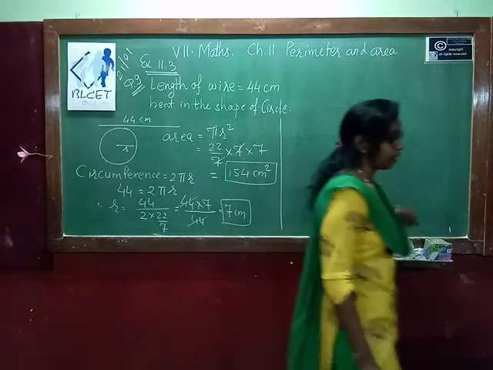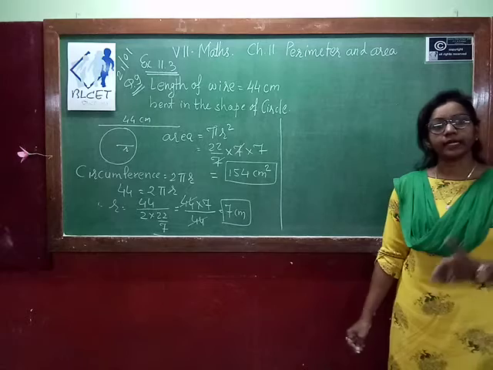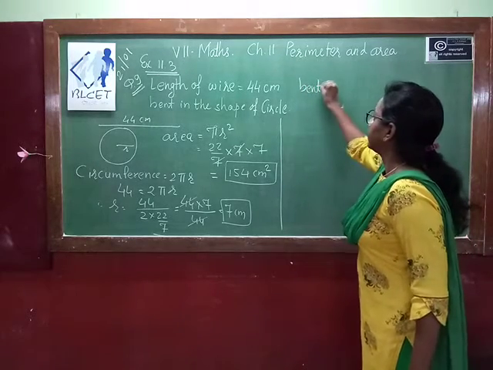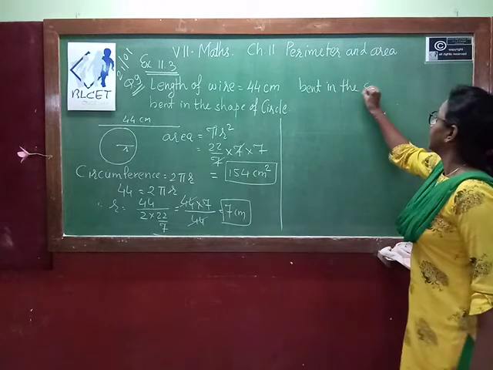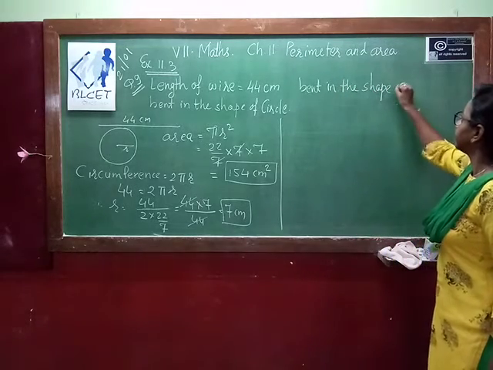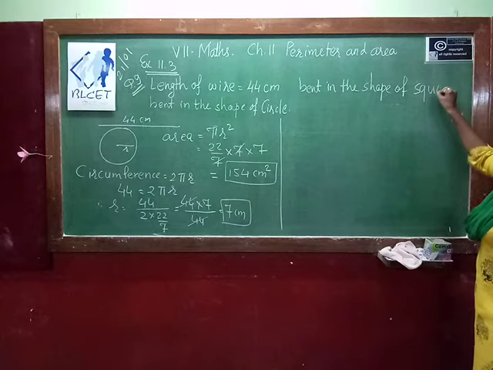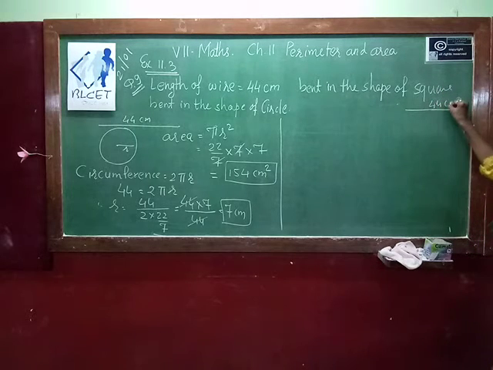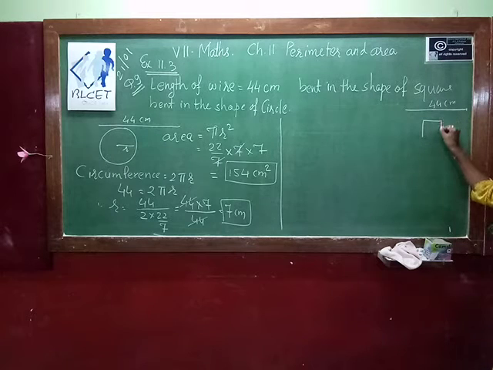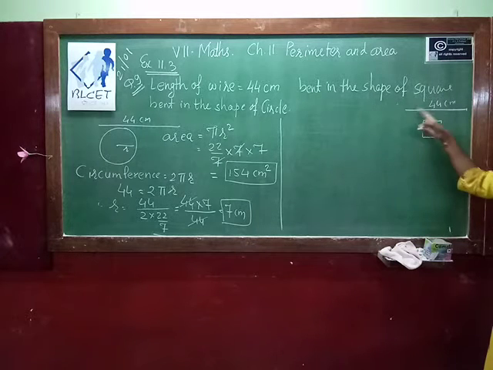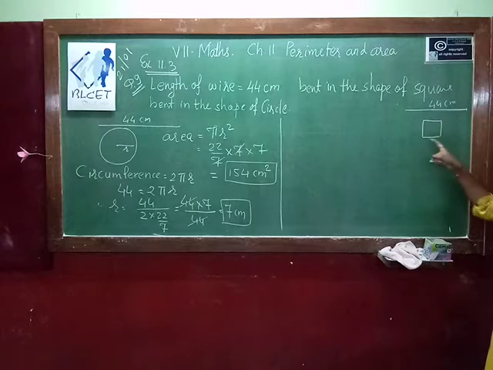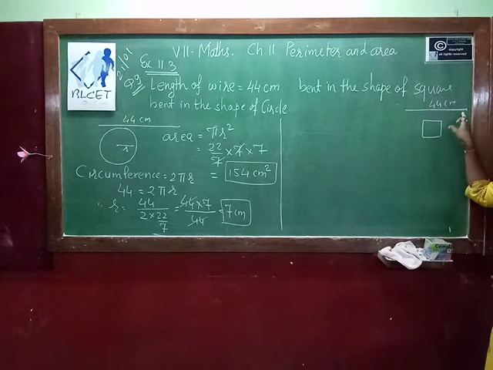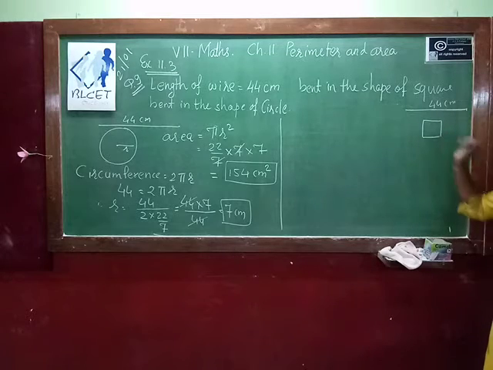Now the second part is what? The same wire we now bend in the shape of a square. So this is a 44 centimeter long wire and you are making a square. So what happened? The length of the wire becomes the perimeter of the square. Again I am repeating, whatever the length of the wire, it is converted into the perimeter of the square.